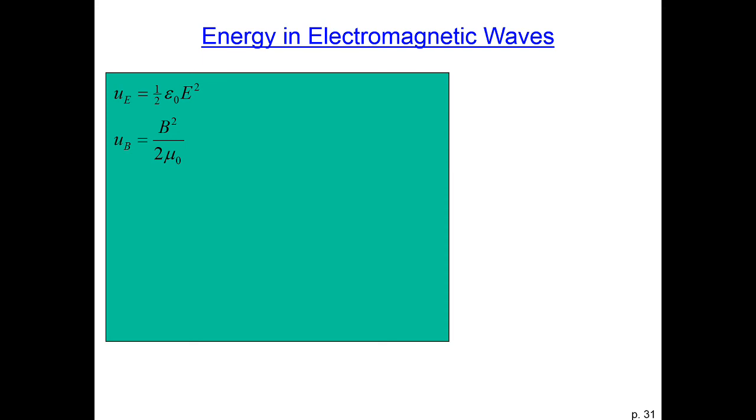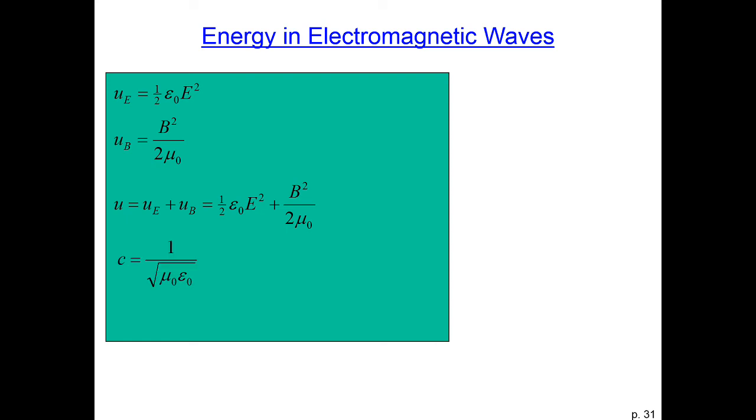The energy density carried by the magnetic field of electromagnetic radiation is the magnetic field squared divided by 2 mu naught, the permeability. So it turns out the energy density of the magnetic field is half the total energy density of the wave, and the energy density of the electric field is half the total energy density of the wave. So basically, you add them up together to get the total energy density of the wave.